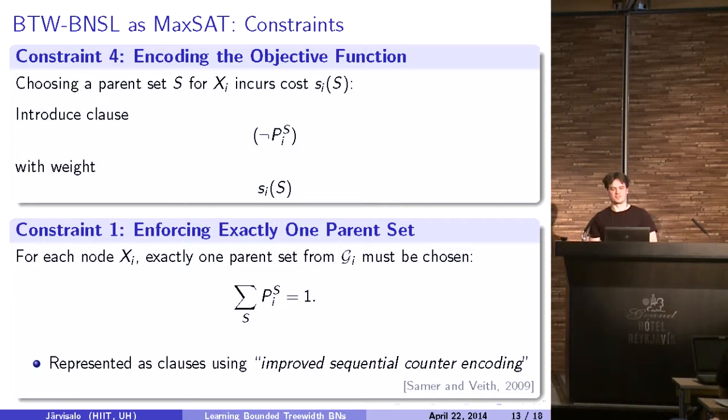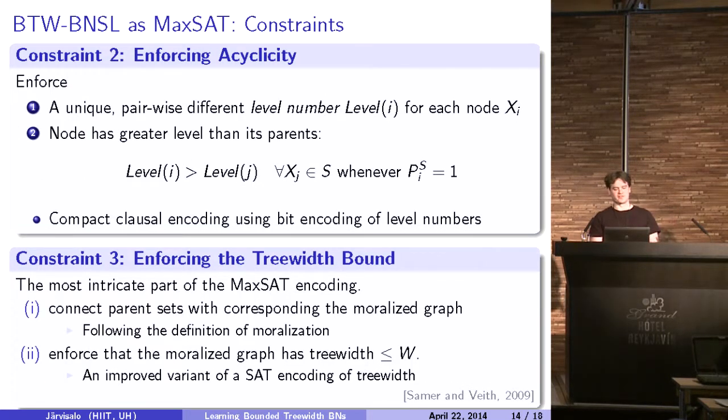The other parts of the encoding are more intricate. For example, we have to enforce exactly one parent set choice for each node, which means that we have to somehow encode with clauses this sort of linear equality. There's actually a lot of work on how you can encode these sorts of inequalities in MaxSAT. I won't get into that. Similarly, you have to be fairly clever in how you enforce acyclicity, because you can't do a cubic encoding, a transitivity constraint that would say if x is before y and y is before z, then x is before z. That's too costly. So we use bit representations to shorten the encoding, and so forth.